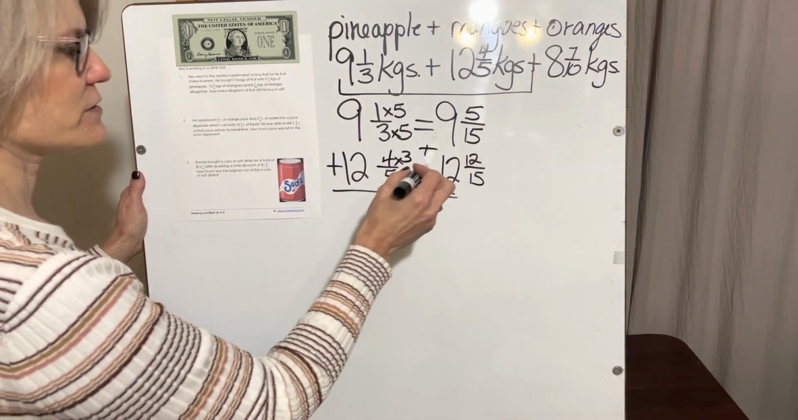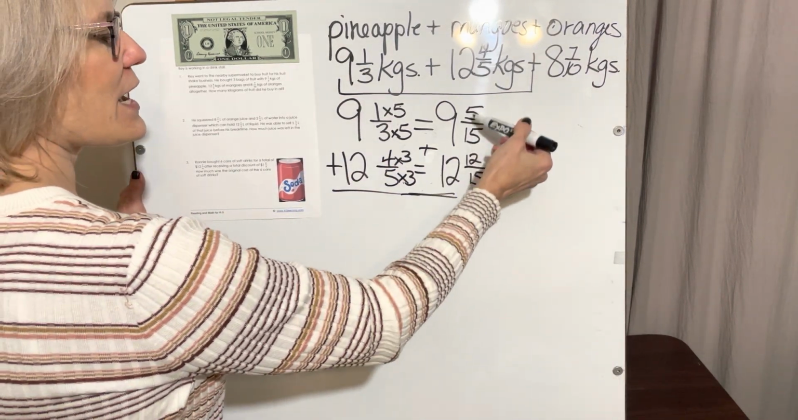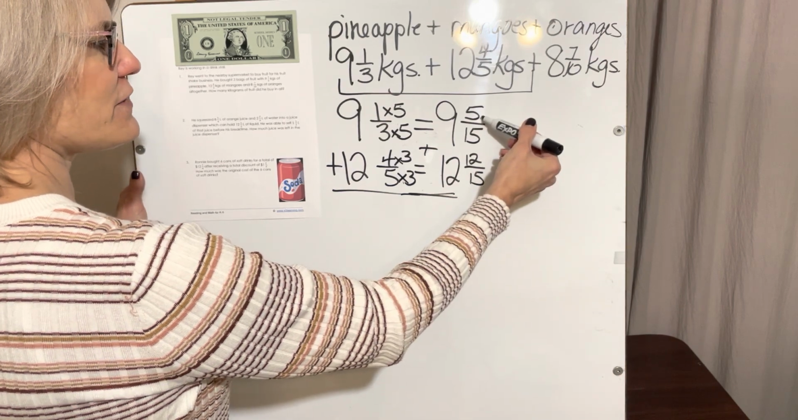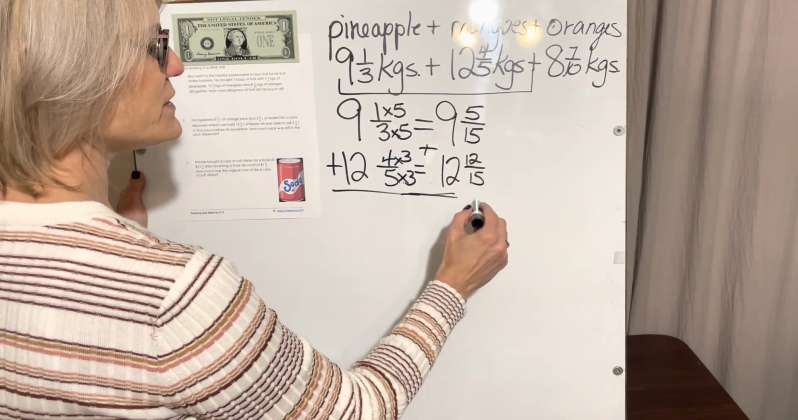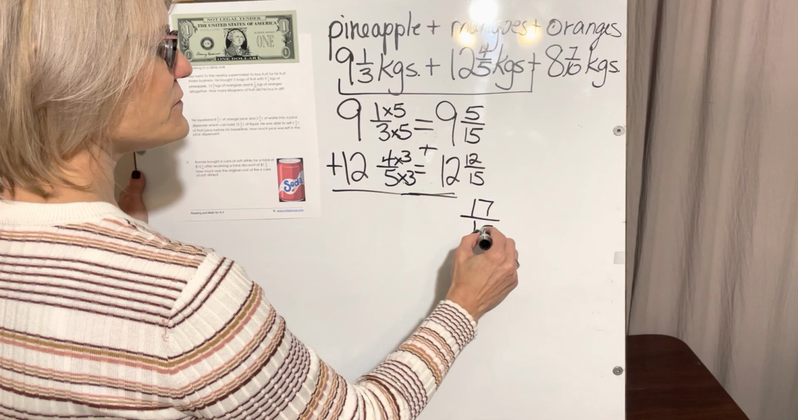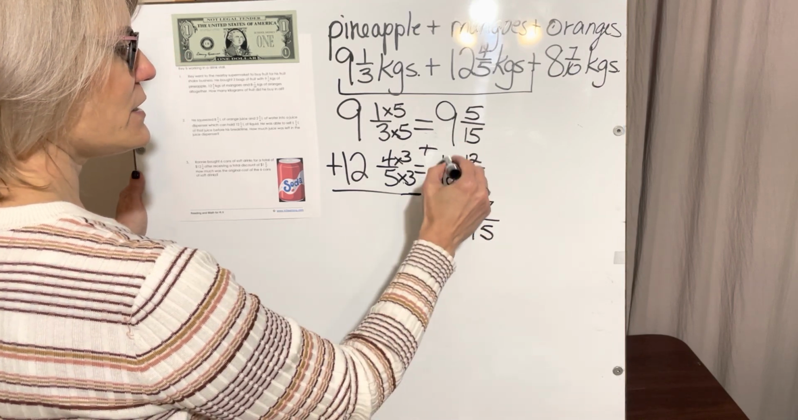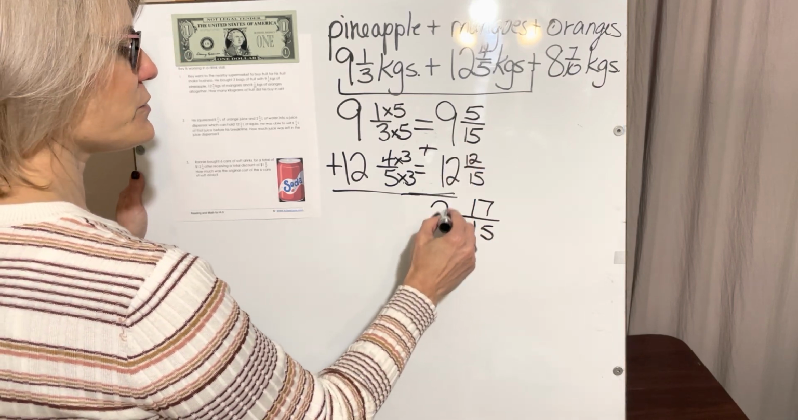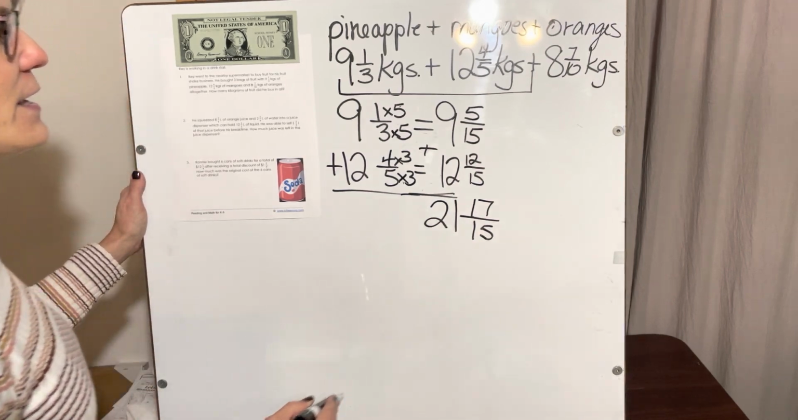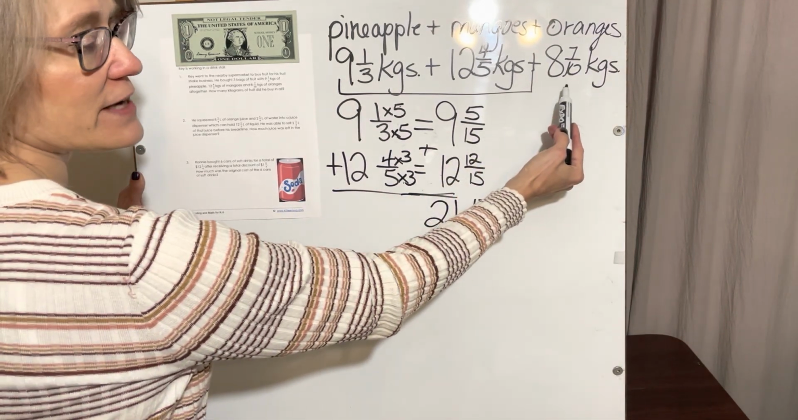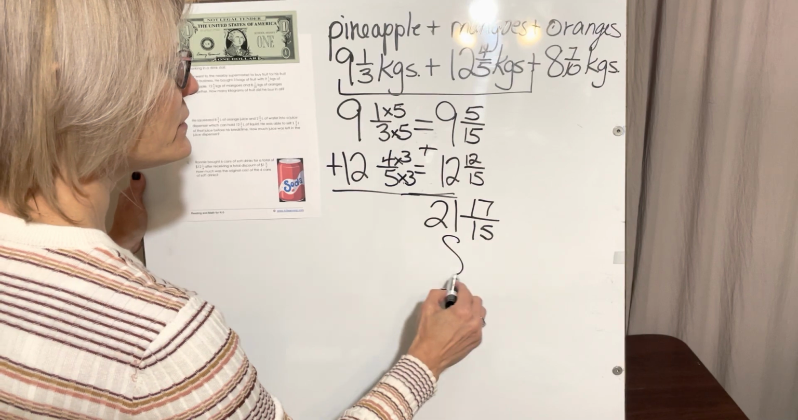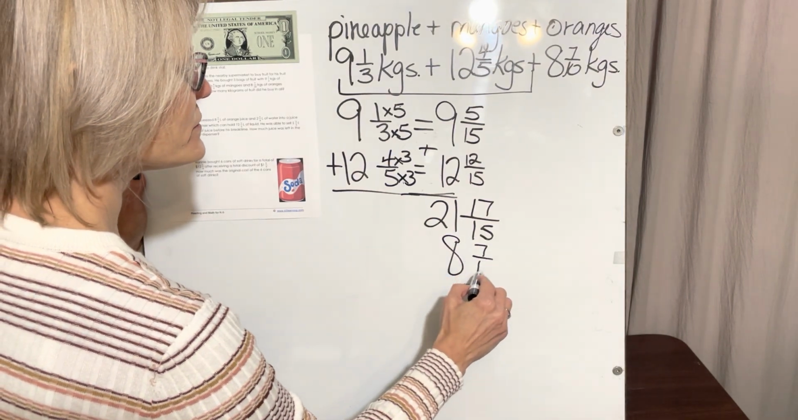So I have to put my addition sign. Now, I can go ahead and add these up. I've got 5/15 plus 12/15, which gives me 17/15. 9 plus 12 is 21. Now, I'm not finished because I have not added my oranges to it. So now I've got to add the oranges.